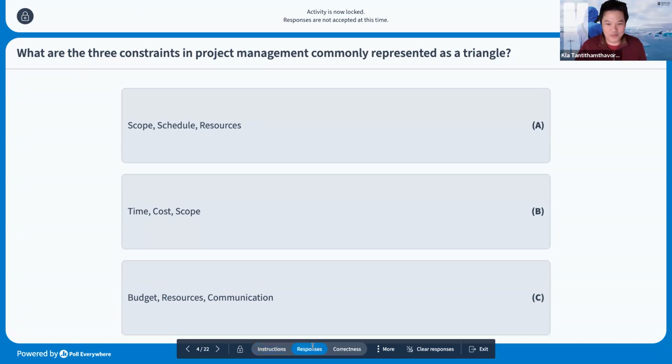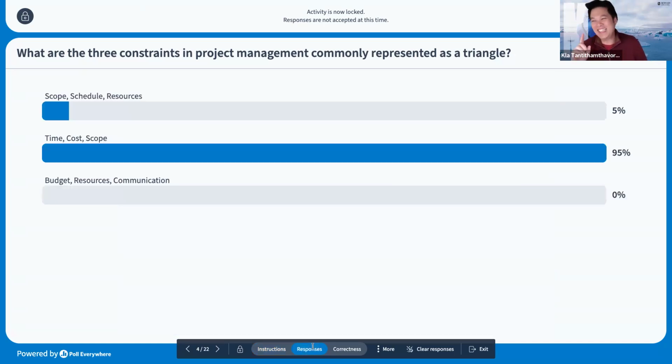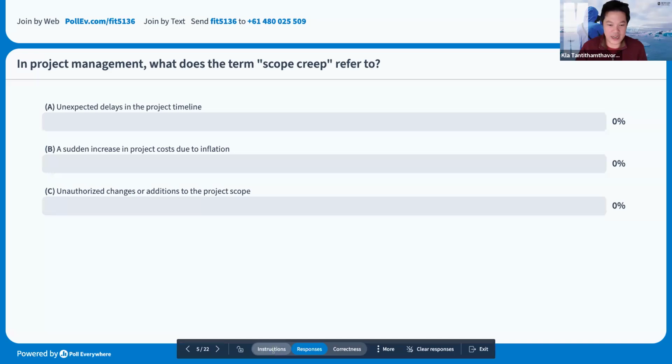Time, cost, and the scope. Nearly. Maybe one response didn't get it right. So the three constraints in project management, if you remember, I just mentioned, right? The iron triangle or the triple constraint, they are time, cost, and the scope, nothing else. You can check the slide later as well.